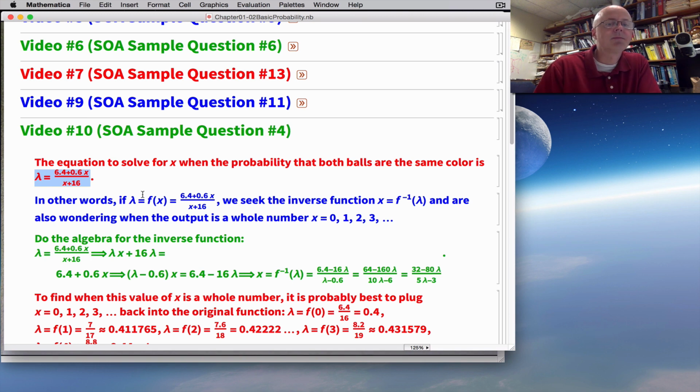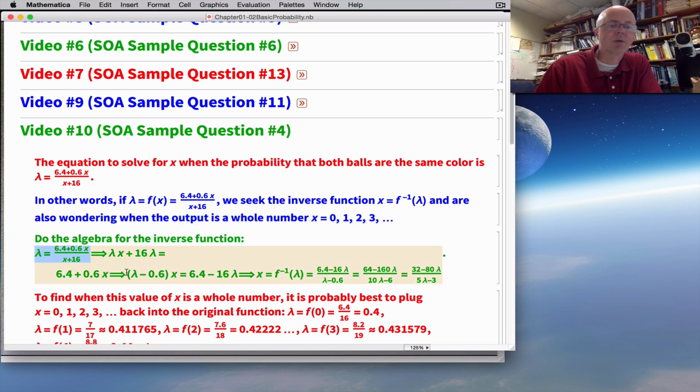Thinking functionally, in other words, if we define a function f of x by that formula there, what we're really after is the inverse function, x equals f inverse of lambda, that will allow us to find the answer x for any value of lambda. And we are also wondering when the output x is a whole number, 0, 1, 2, 3, etc. So now you just do the algebra.